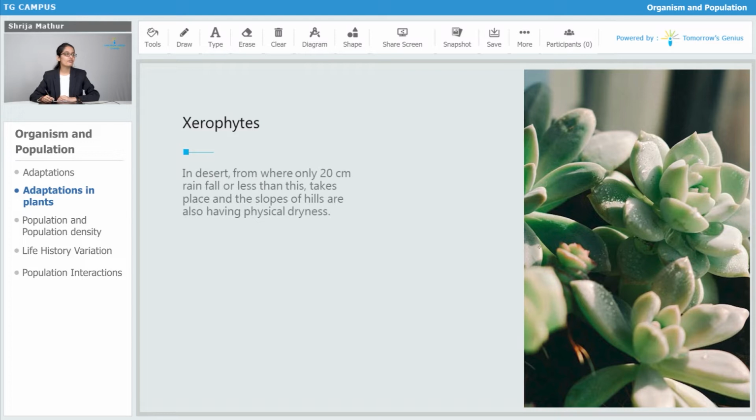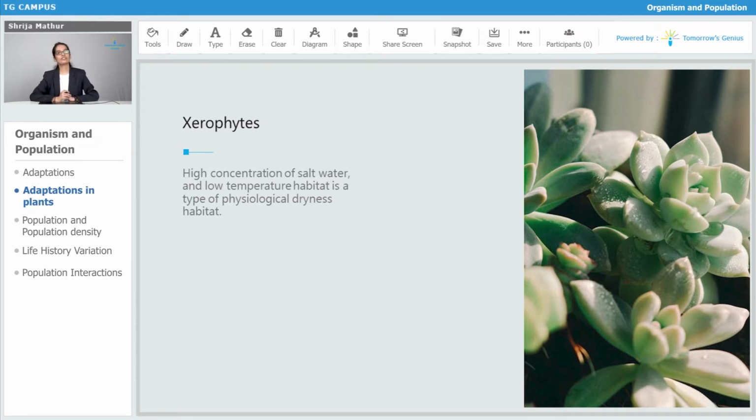In deserts, where only 20 centimeter rainfall or even less takes place, that is an area of complete physical dryness. Second is physiological dryness. What is that? Sometimes water is present in the habitat, but due to some reasons the plant is not able to absorb the water. That is physiological dryness. High concentration of salt water and low temperature habitat is a type of physiological dryness habitat.